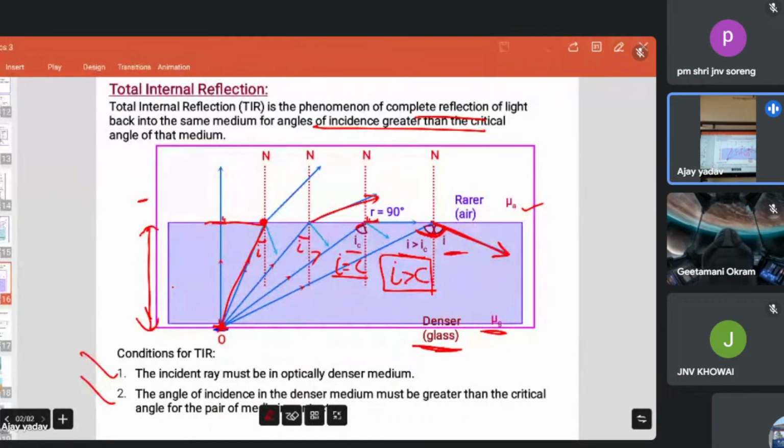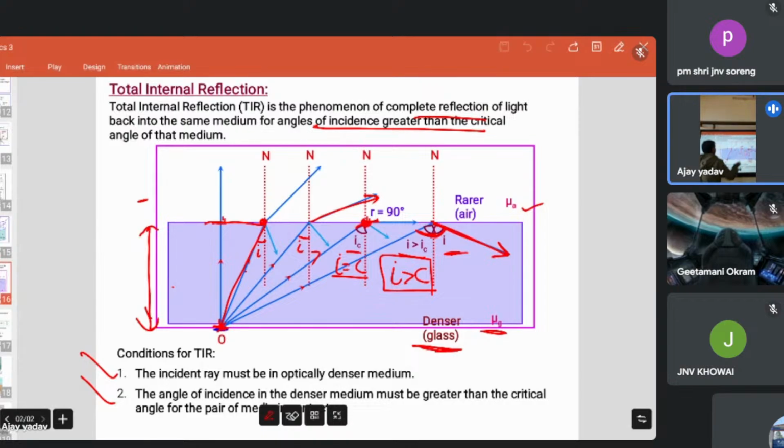So these are the two conditions for TIR. One, the object must be present in the denser medium, and second, the angle of incidence in the denser medium must be greater than the critical angle. And what is the critical angle? The critical angle is the angle of incidence in the denser medium for which the angle of refraction in the rarer medium is 90 degrees. Now we can apply Snell's law here.